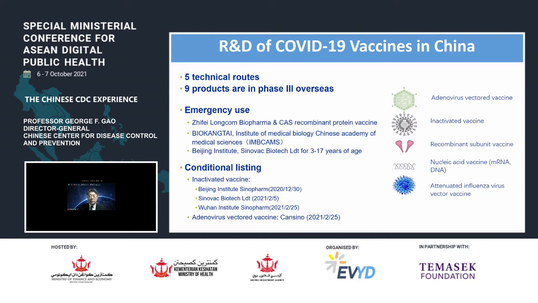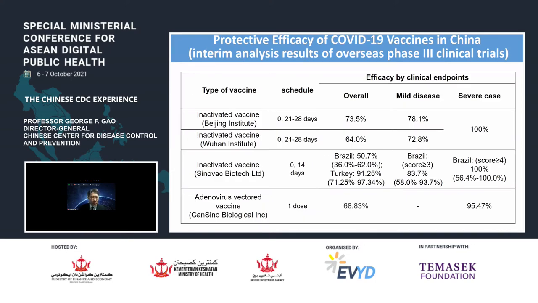We call it saturated vaccine development in China. That gives a very good chance to fit what we need in society. This will give you some examples of our vaccines. These are phase three clinical trials of inactivated vaccines and adenovirus vector vaccines. All of these give very good protection.